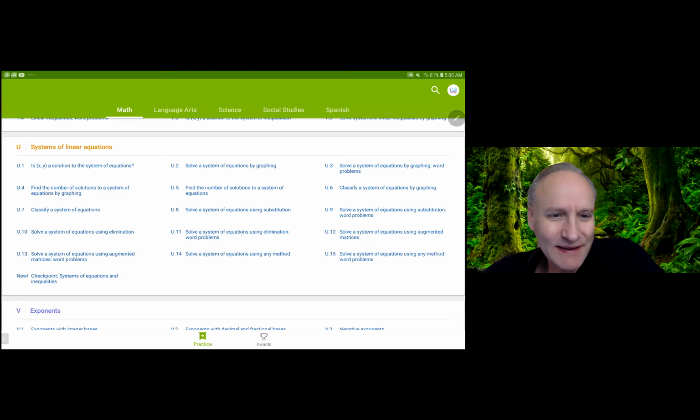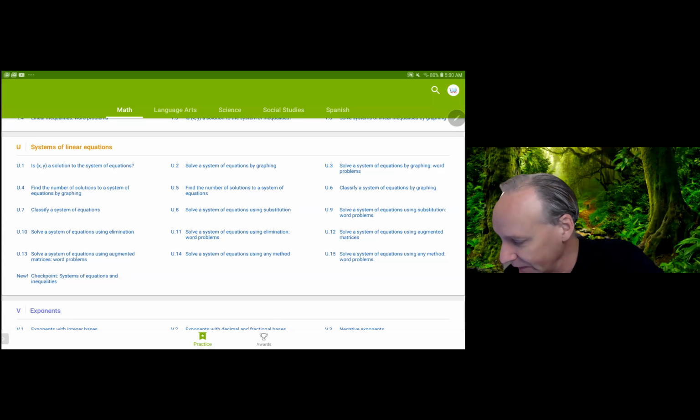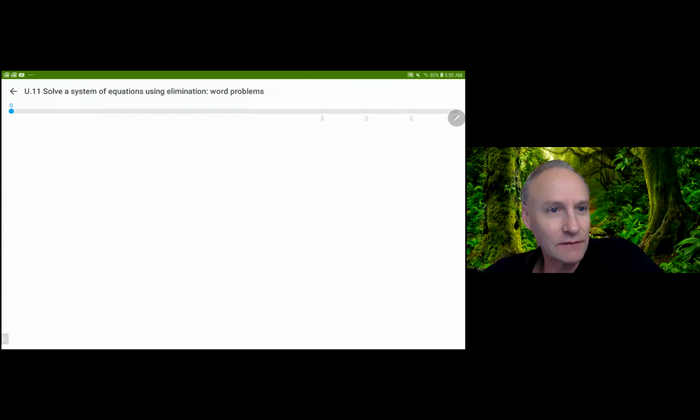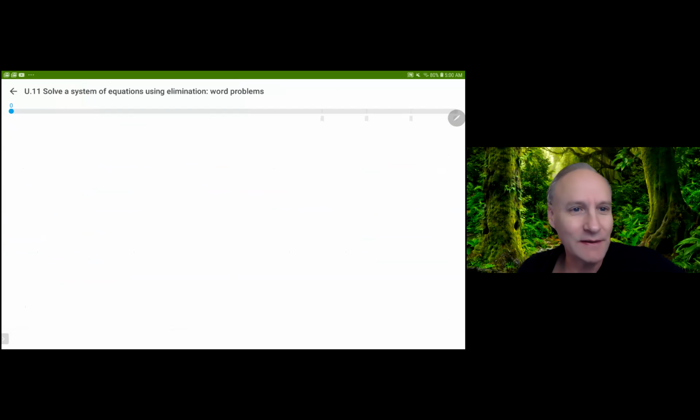Hi, everybody. We're going to do U11 before it gets any later, the word problems. This is using elimination to solve a system of equations. So I'm going to get started right away. I haven't previewed it, so hopefully it's nice standard form equations that we can solve. So let's take a look.